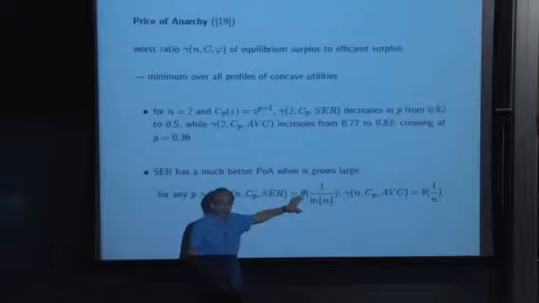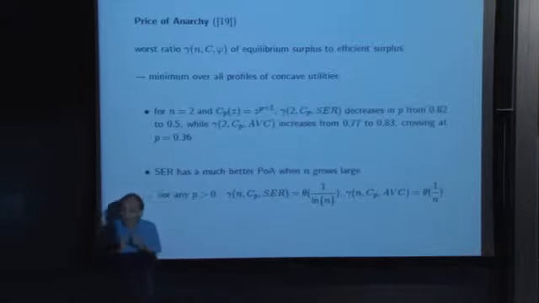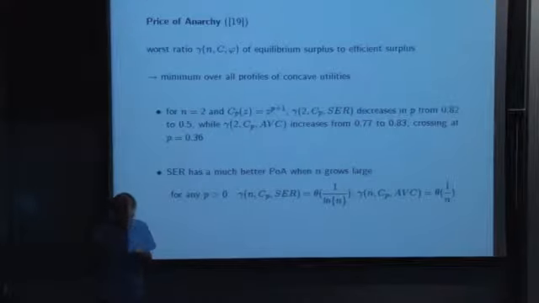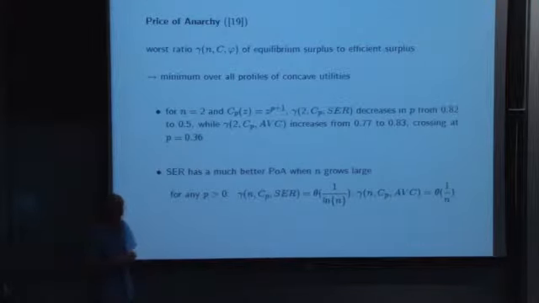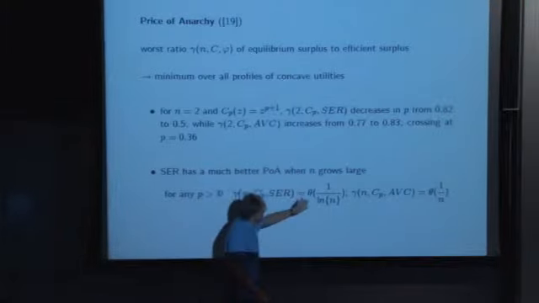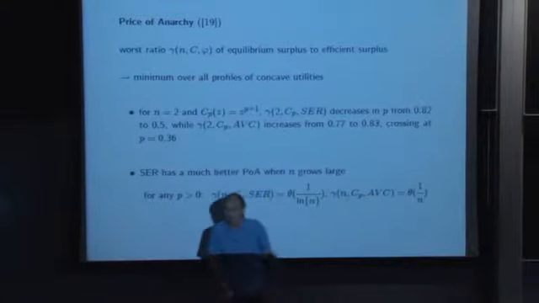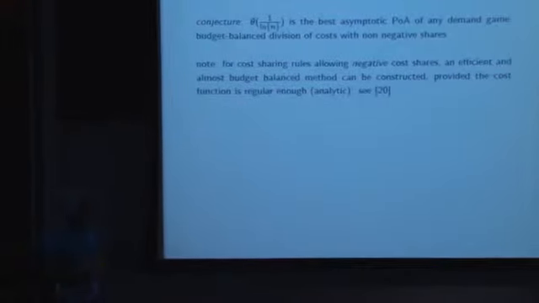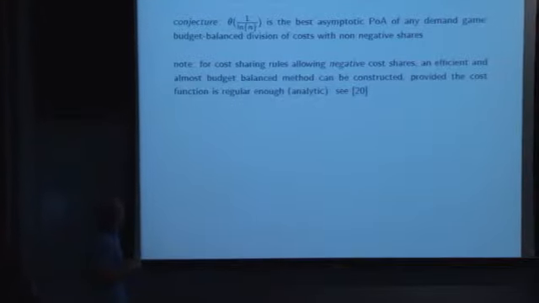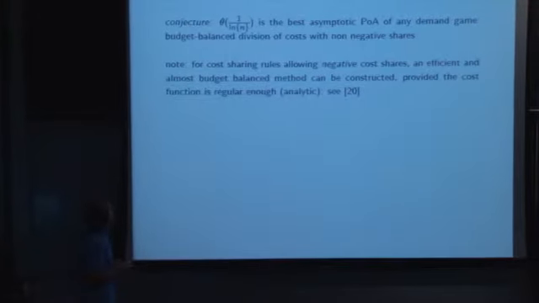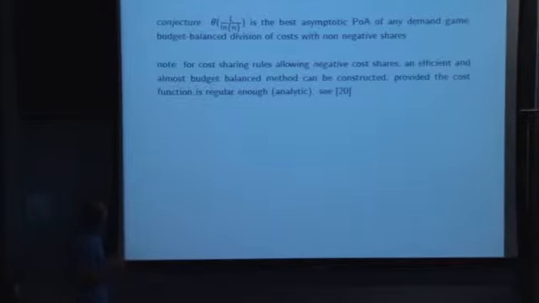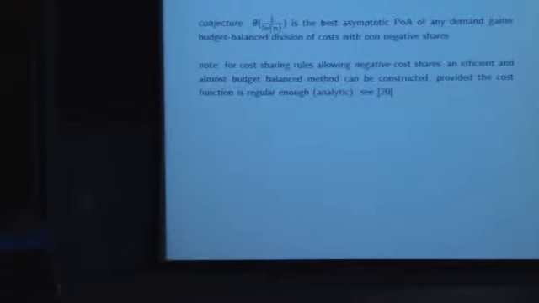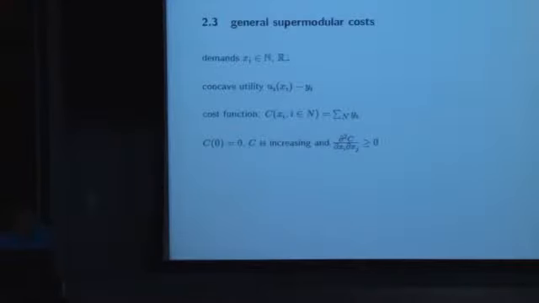It's 1/log of n, which means that your equilibrium surplus could be as bad as 1/log n of the efficient surplus. So it loses quite a bit, but average cost loses even more, right? And I conjecture that this lower bound is the best asymptotic price of anarchy for a demand game in which you require budget balance and non-negative cost share.